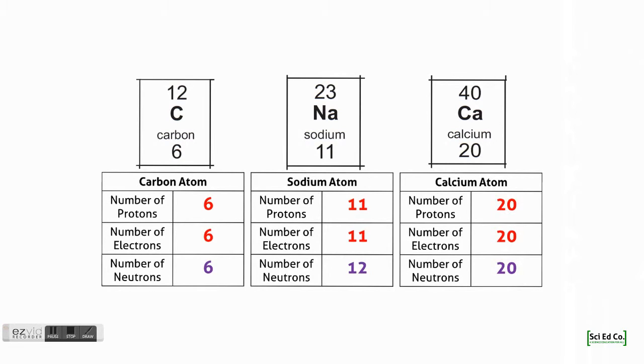Carbon has an atomic number of 6. This means that it has 6 protons. Remember, the number of protons always equals the number of electrons, so that the charges are balanced. In other words, if we have 6 positive protons, we must also have 6 negative electrons. Finally, if we subtract the atomic number away from the mass number, that is 12 minus 6, we are left with 6 neutrons.